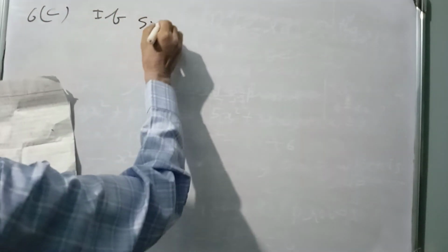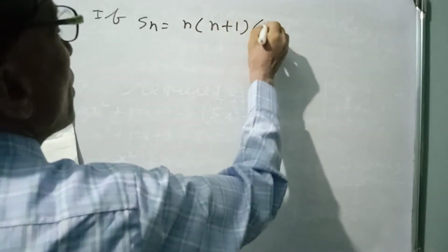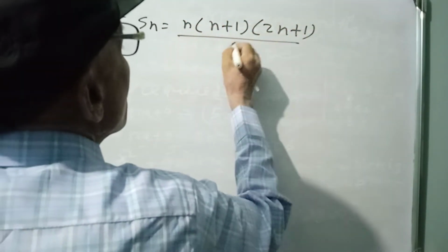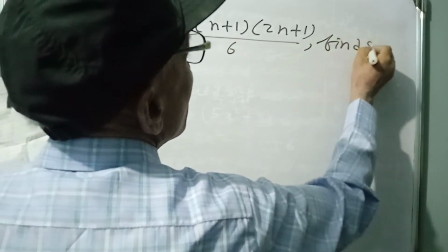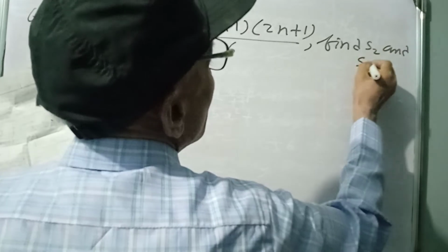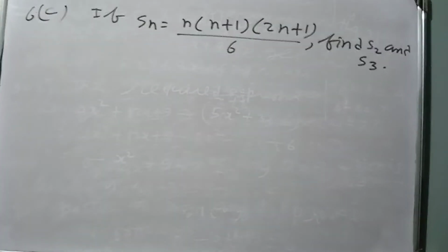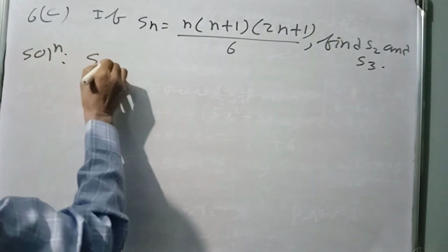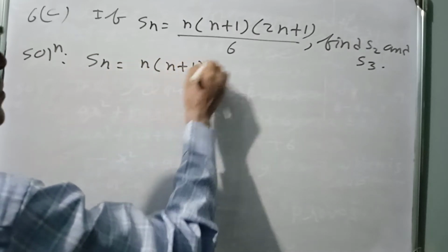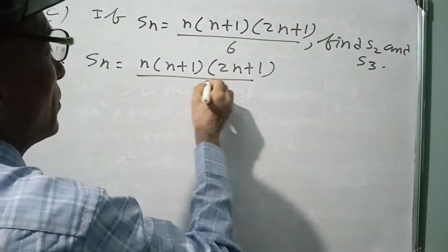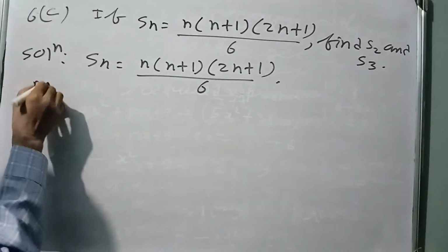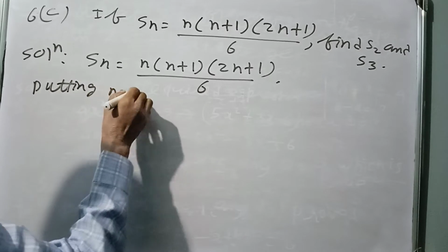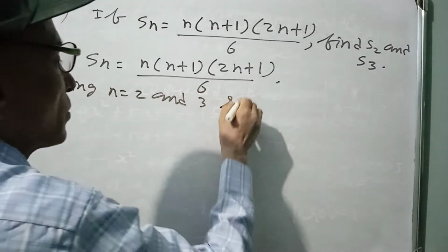If Sn equal n into n plus 1 into twice n plus 1 upon 6, find S2 and S3. Sn equal n into n plus 1 into twice n plus 1 upon 6 is the sum of squares form, like 1 square, 2 square, 3 square. Solution. Given. This is given. To find S2 and S3, putting n equal 2 and 3 successively.